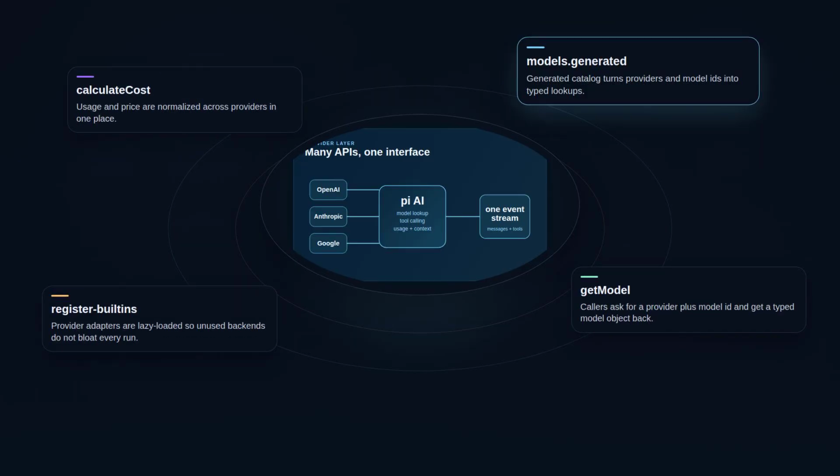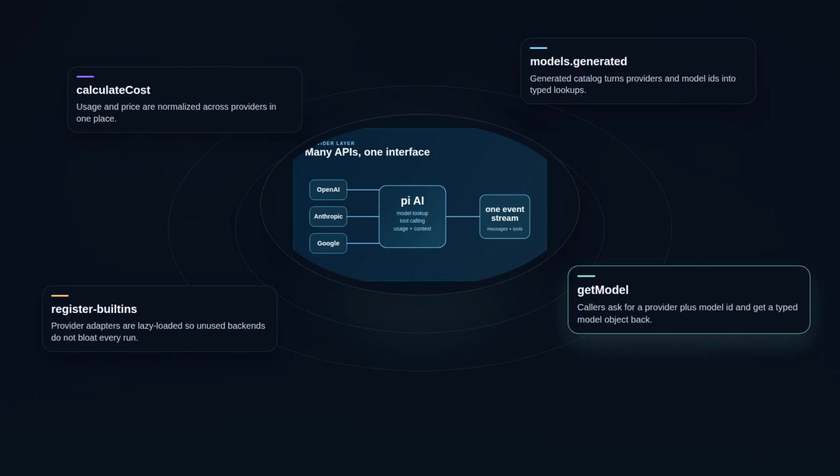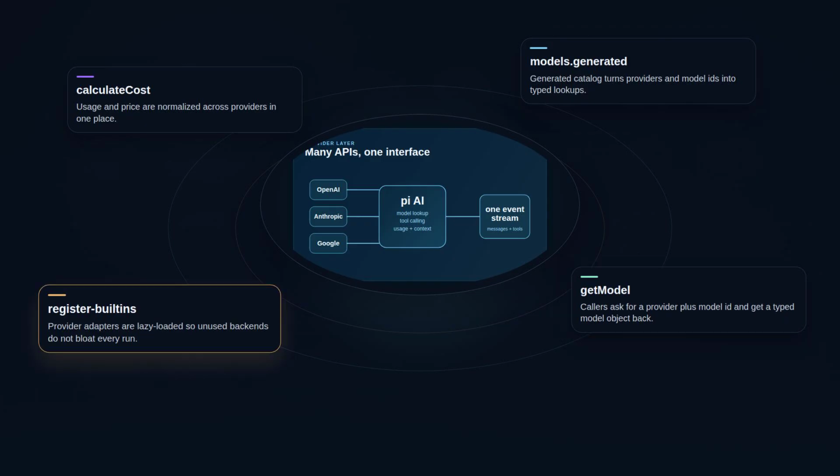There is a second layer of value in Pi AI beyond raw provider access. The models file builds a registry from generated model data that lets callers ask for a provider and model pair through one typed lookup path. The register built-ins file shows another important choice. It lazy loads provider modules instead of importing every provider at startup. It also forwards provider streams into one shared event stream. That keeps startup and dependency load more disciplined.